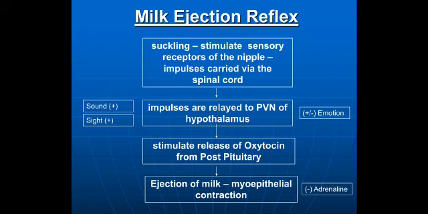Whenever the baby suckles, it stimulates the sensory receptors of the nipple and the impulses are carried via the spinal cord. These impulses are relayed to the paraventricular nucleus of hypothalamus, which stimulates the release of oxytocin from the posterior pituitary, which causes contraction of myoepithelial cells, eventually resulting in ejection of milk. Sound and sight or the baby's cry can stimulate release of oxytocin. Emotions can stimulate or inhibit, but sympathetic activity causes inhibition of milk ejection.